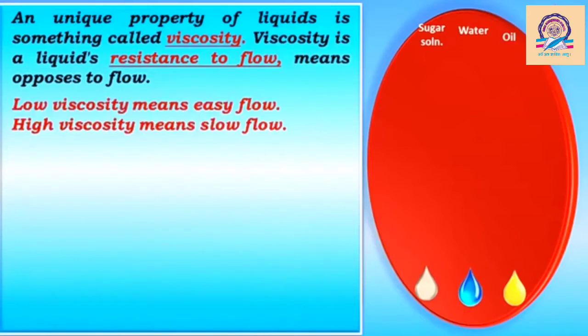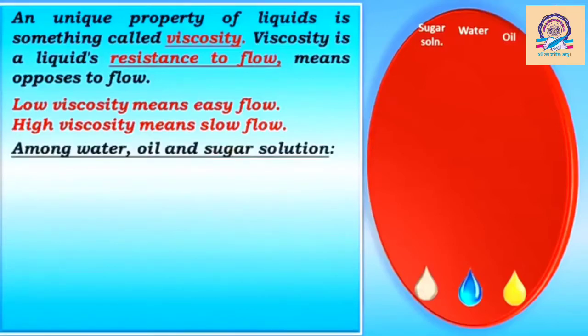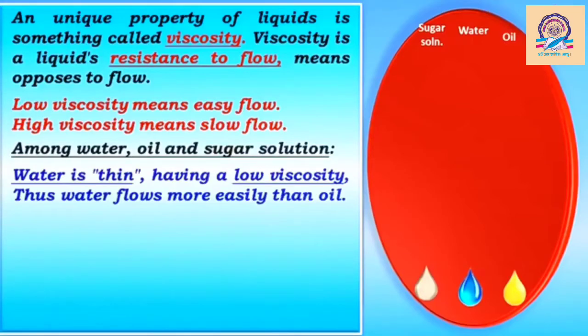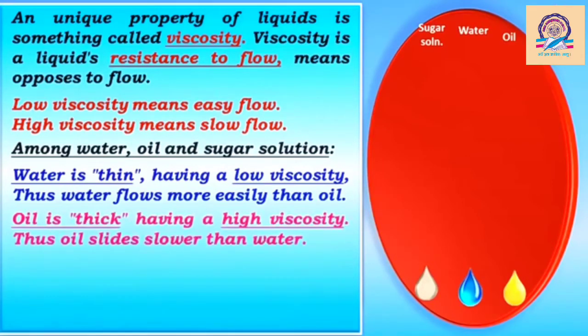Low viscosity means easy flow, high viscosity means slow flow. Among water, oil and sugar solution, water is thin, having a low viscosity. Thus, water flows more easily than oil. Oil is thick, having a high viscosity.